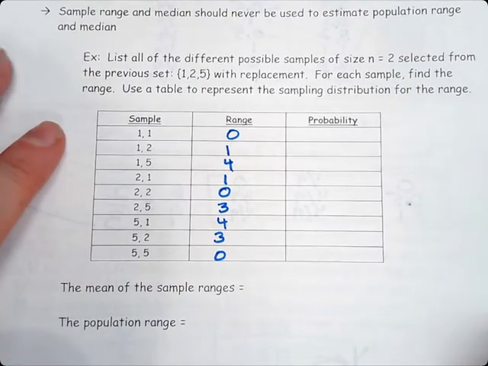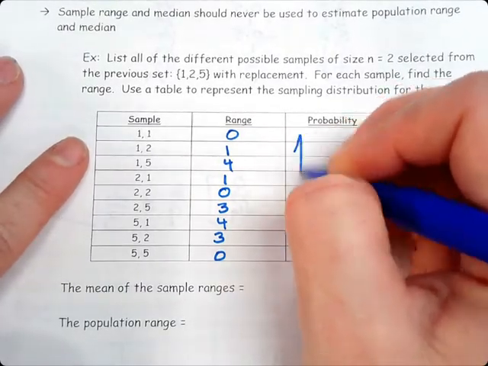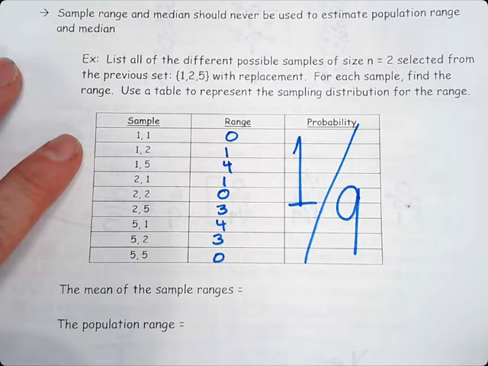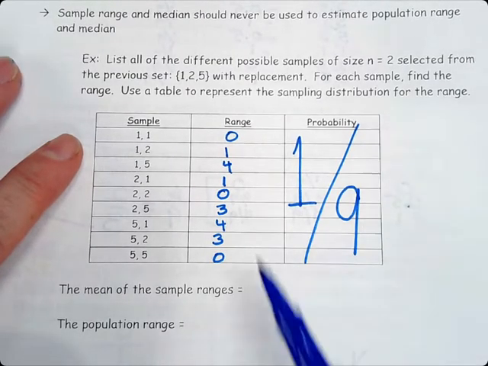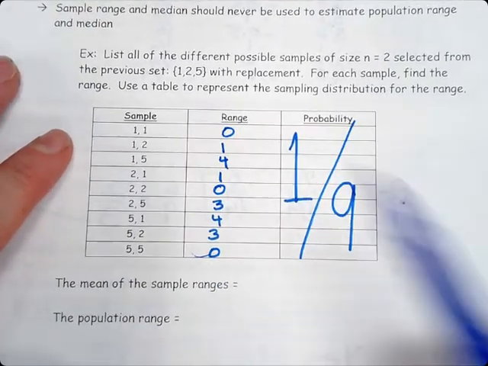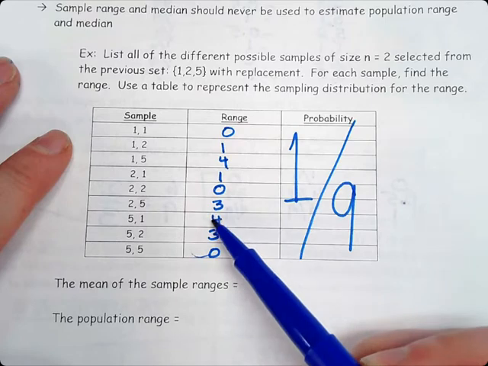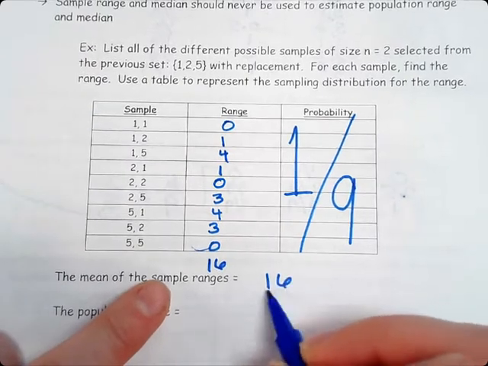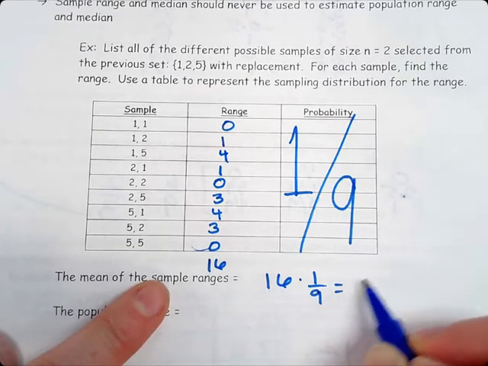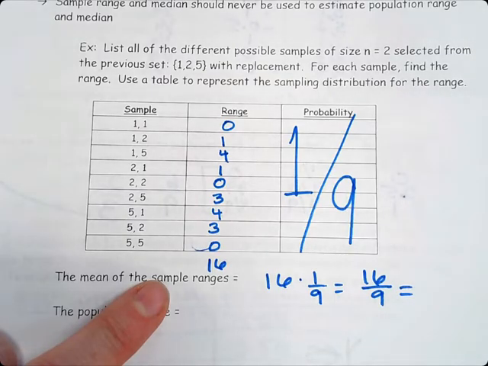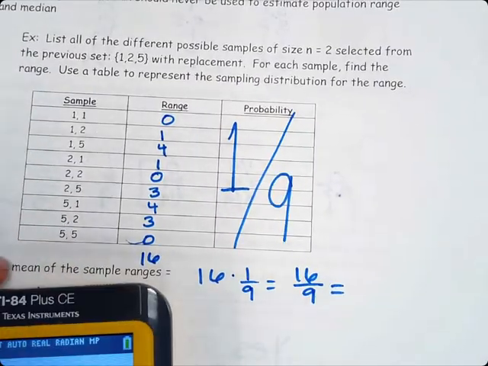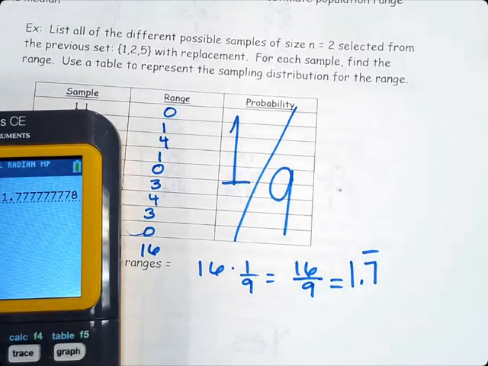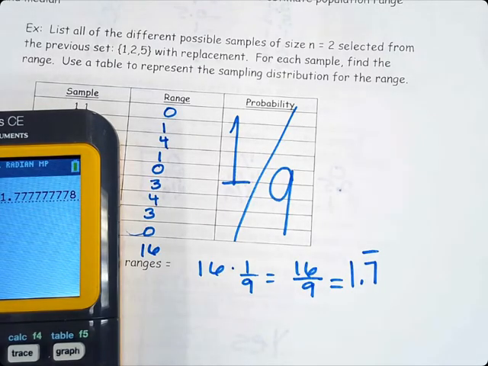And what's the probability of each one of these? 1/9. I'm going to write it like that, just so I don't have to write 1/9 all the time. Let's add these ranges up and then multiply times 1/9. The sum is 16, so it'd be 16 times 1/9, which is just 16/9. That's 1.7 repeating, so the mean of the ranges is 1.7.